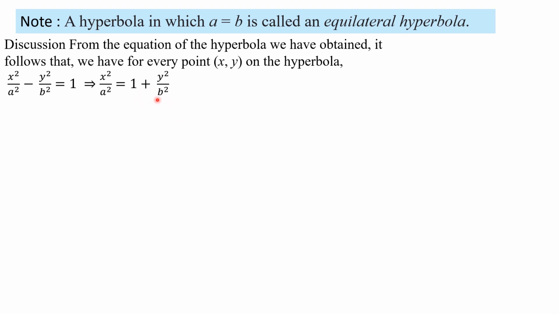If you observe this RHS, 1 plus y square by b square, here a square is there, so it is a positive number. So the value of x square by a square is greater than or equal to 1. Understood this point? Here we are writing 1 plus some positive value, so 1 plus some positive value means this is greater than 1. Therefore, x square by a square value is greater than or equal to 1. Understood this statement, children?